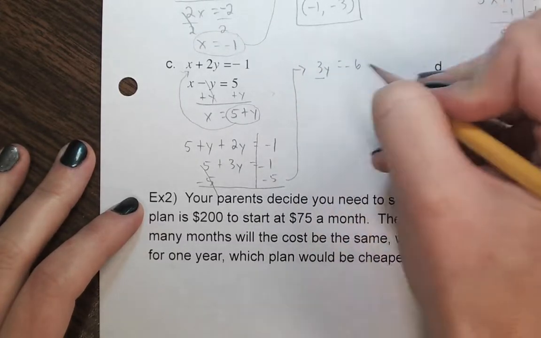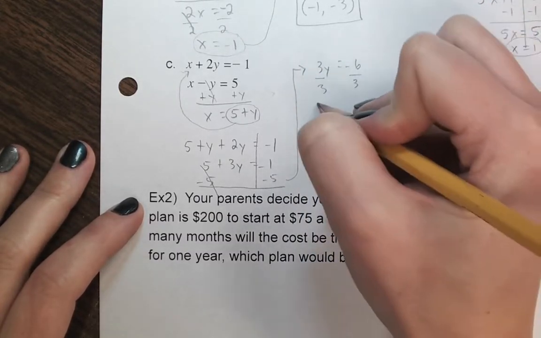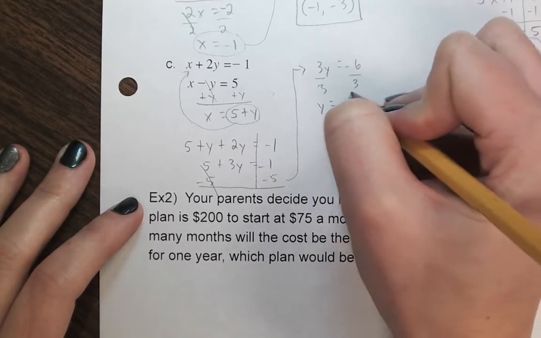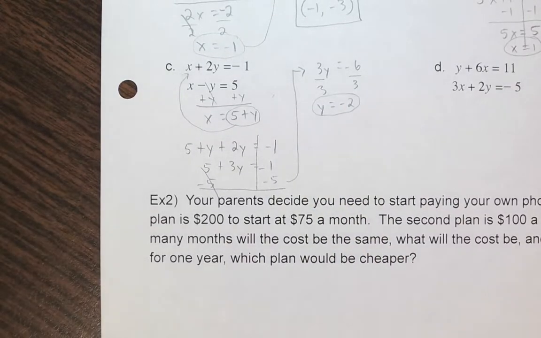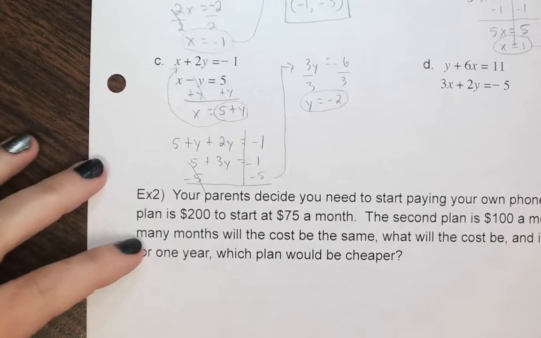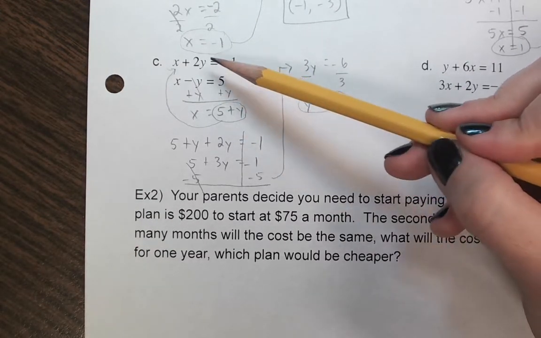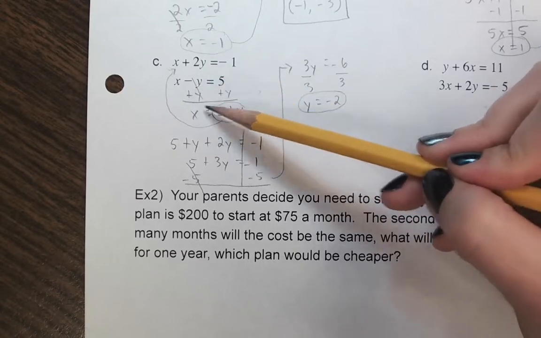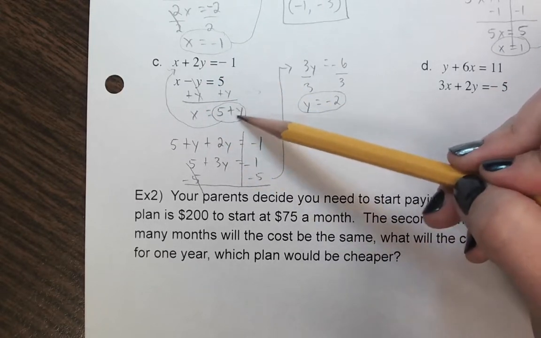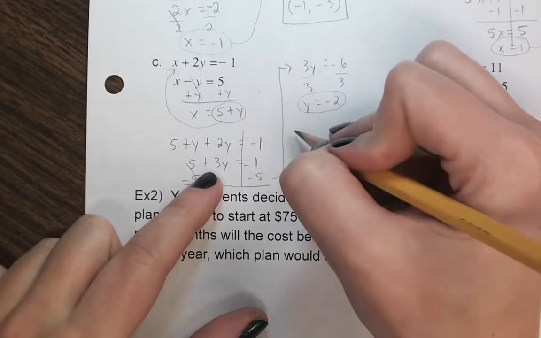Divide both sides by 3. So I get a y value of -2. Now I need to plug that back in. So now I actually have 3 choices of where I could plug it in. I could plug it in here, here, or in my new manipulated equation. So I'm actually going to plug it in there because that's going to be the easiest.